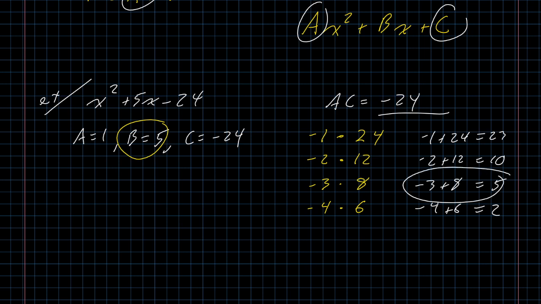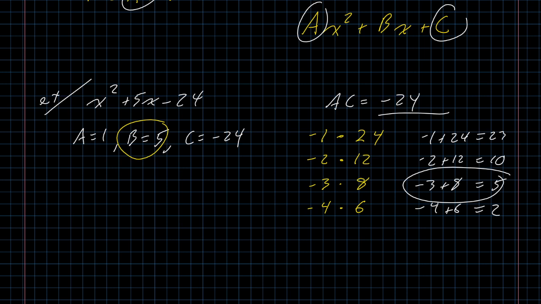I have a winner. 5 is negative 3 plus 8. If there is no option here where they add up to give you the value of that middle term b, then you're going to have a trinomial that cannot be factored. I don't have that situation. I've got this working perfectly fine.